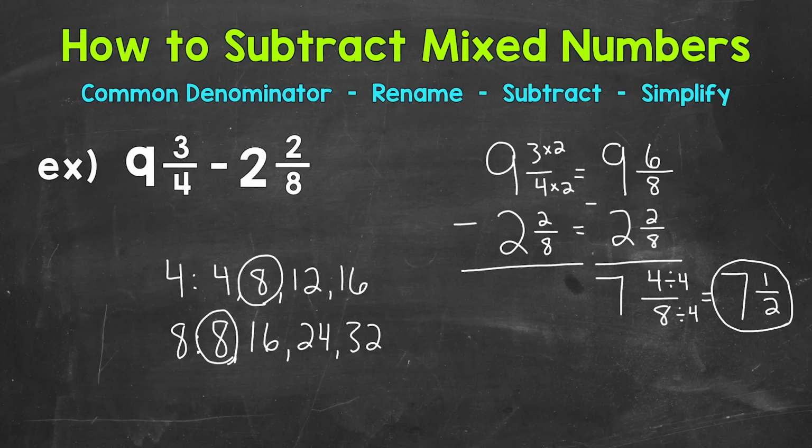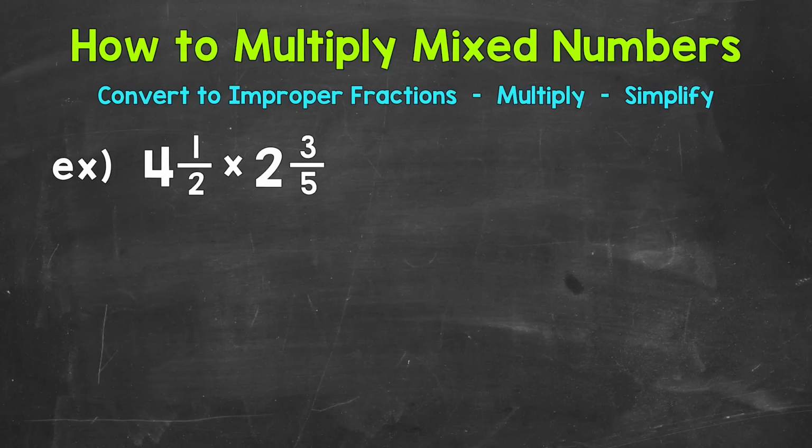Now we'll move on to multiplication. For our multiplication example, we have 4 1/2 times 2 3/5. Now the first thing that we want to do is to convert our mixed numbers to improper fractions. That way we have a numerator and a denominator, and we can multiply straight across. So in order to do this, we start at the bottom. So let's start at the bottom here, and we work our way to the top.